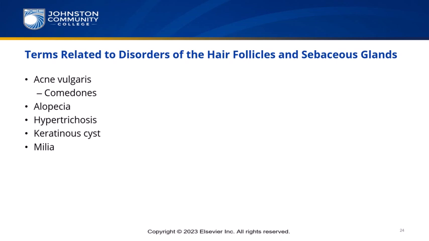Terms related to disorders of the hair follicles and sebaceous glands. Acne vulgaris, vulgaris means common, not nasty, is the inflammatory disease of the sebaceous glands. The lesions are papules, pustules, inflamed nodules, and comedones, or comedo for singular. A comedo is a plug of sebum that partially blocks a pore.